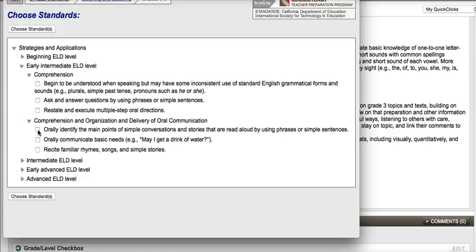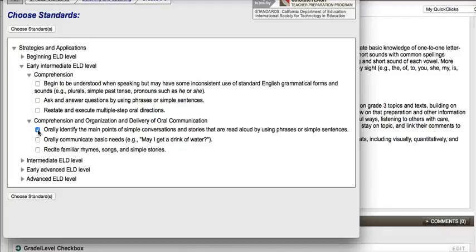Well, I think I want to use this one, orally identify the main points of a simple conversation and stories. And the reason I wanted to use this is I know that the children have already read the text, but they're going to refer back to their notes, or whatever we've gathered for evidence, and they're going to be talking about it because they're going to identify a main idea. So I'm going to click this one because I think that is best.